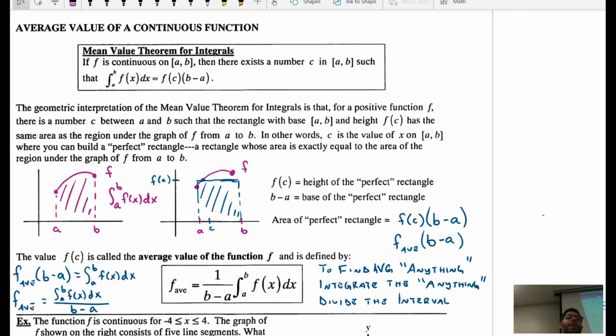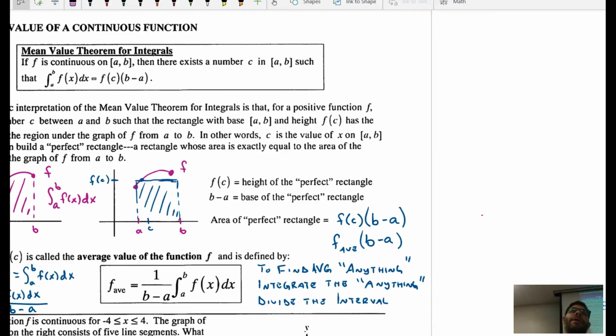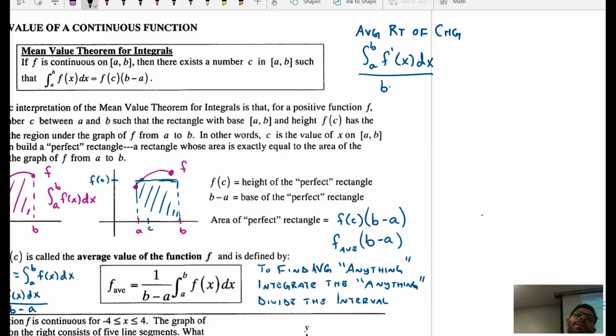The reason that this is called mean value theorem for integrals: if I want to find the average rate of change, I would integrate the rate of change. What's the rate of change of f? Rate of change meaning what? What is rate? Slope. So what is rate of change of f? How do we represent that? I would integrate the rate of change of f. I would divide by the interval.